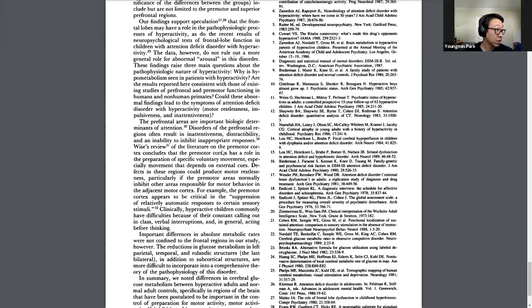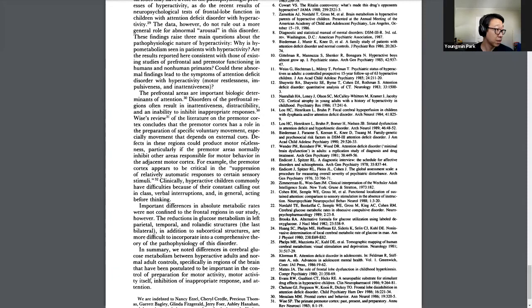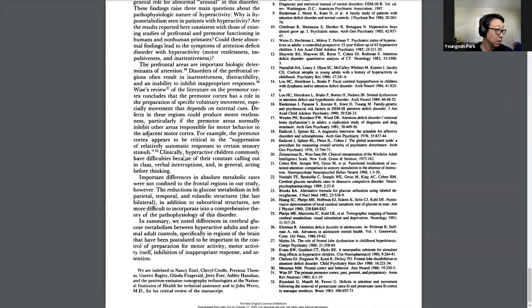Wise's review of the literature on the premotor cortex concludes that the premotor cortex has a role in the preparation of specific voluntary movement, especially movement that depends on external cues. Defects in these regions could produce motor restlessness, particularly if the premotor areas normally inhibit other areas responsible for motor behavior in the adjacent motor cortex. For example, the premotor cortex appears to be critical in the suppression of relatively automatic responses to certain sensory stimuli. Clinically, hyperactive children commonly have difficulties because of their constant calling out in class, verbal interruptions, and in general, acting before thinking.